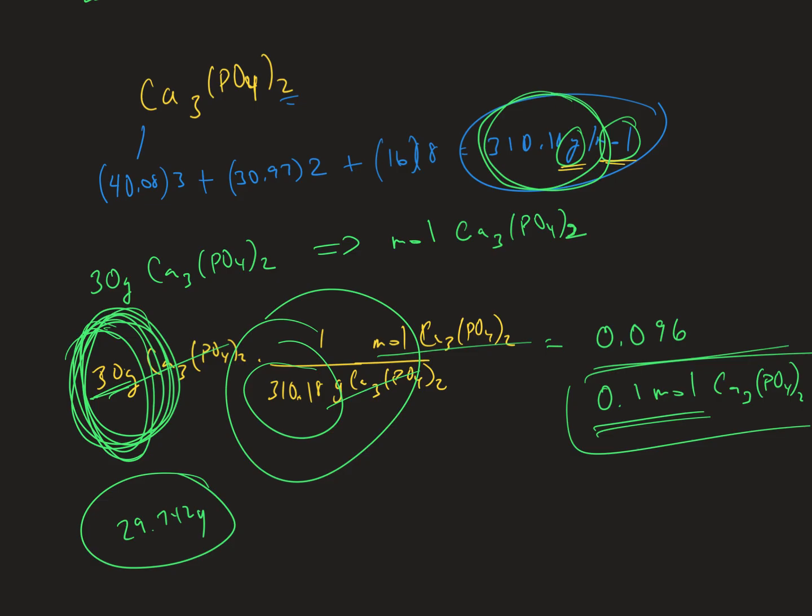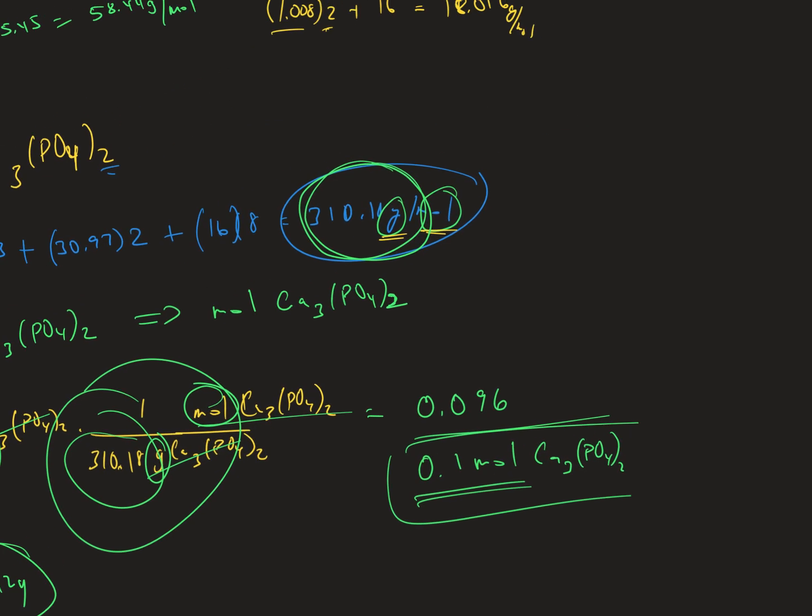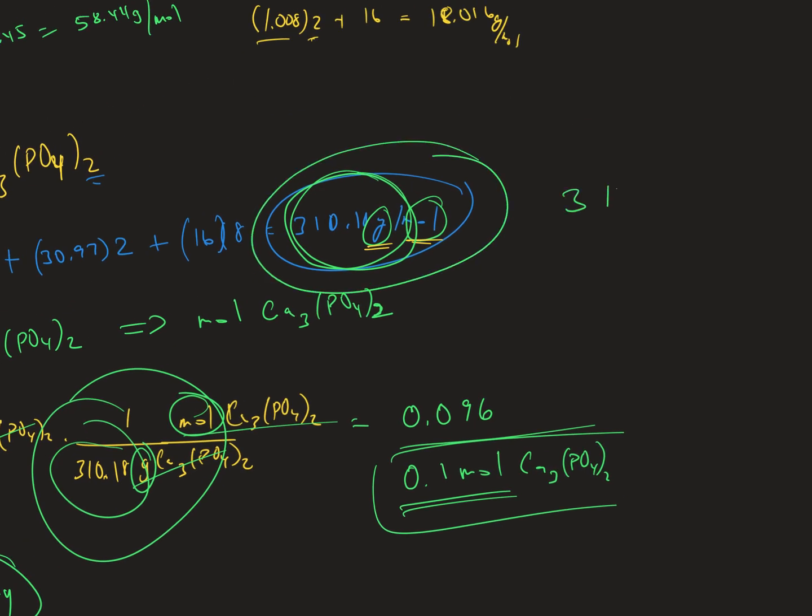Gotcha. Liana? I understand how you get the 310 number, and when you plug that in, why do you not have to have grams per mole? It is. Wouldn't that be moles per gram? No. This is a conversion factor. So it's 310.18 grams per 1 mole. Can I flip that if I need to? Yes. Thanks for asking that question.